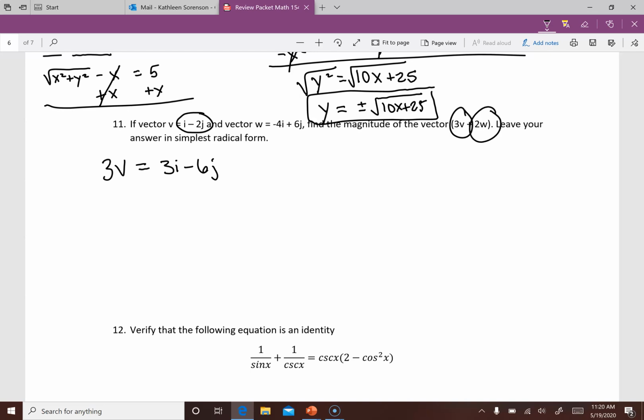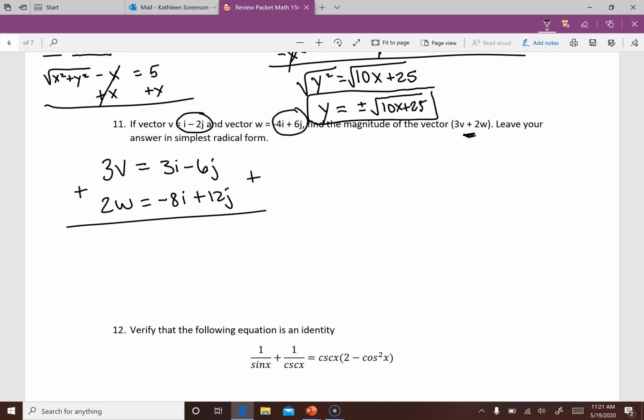Then I need to double w. So 2 times w, so I need to double this. So that's going to give me 2w equals a negative 8i, and then double 6j is 12j. So I'm just timesing everything there by 2. And the problem asked me to actually add these two things, so I'm just going to put a plus here and a plus here. So that's 3v plus 2w is equal to a negative 5i plus a 6j.